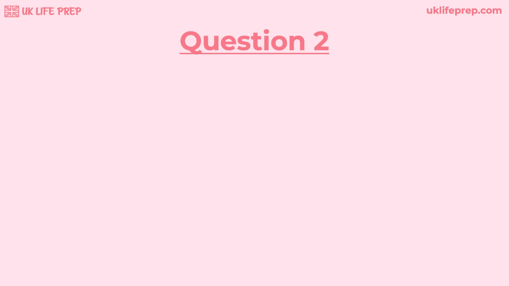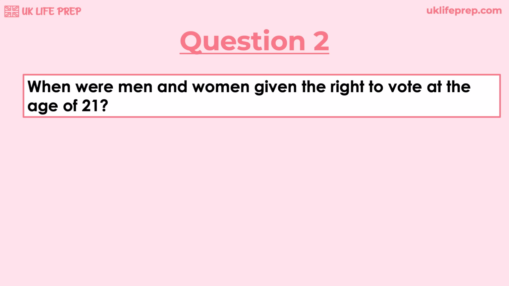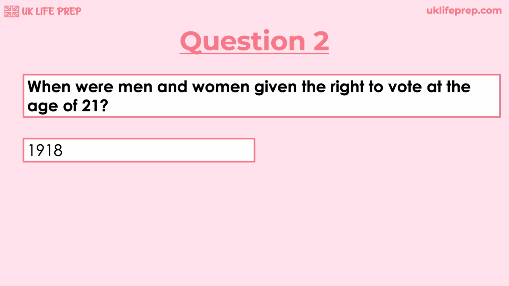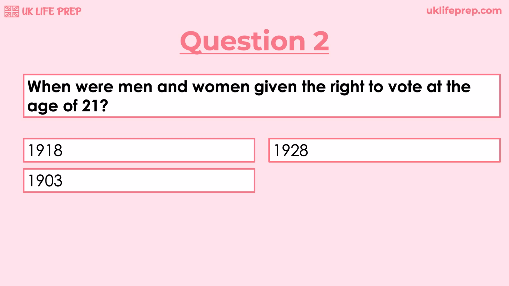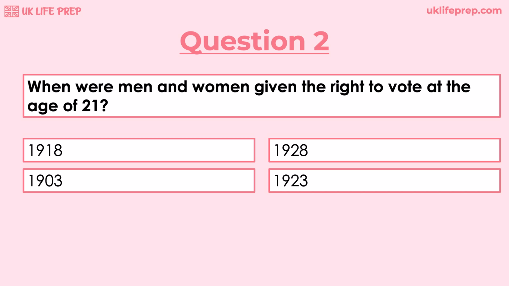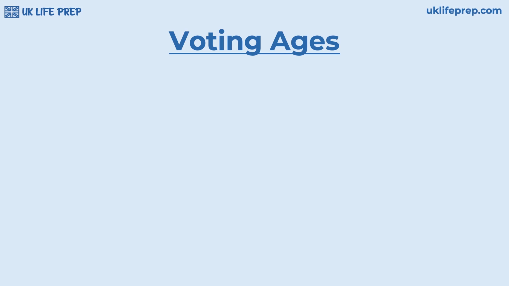Question 2. When were men and women given the right to vote at the age of 21? A. 1918, B. 1928, C. 1903, D. 1923. The correct answer is 1928. This question is about voting ages. The reason I think it's tricky is that there's 3 different dates you need to know about.